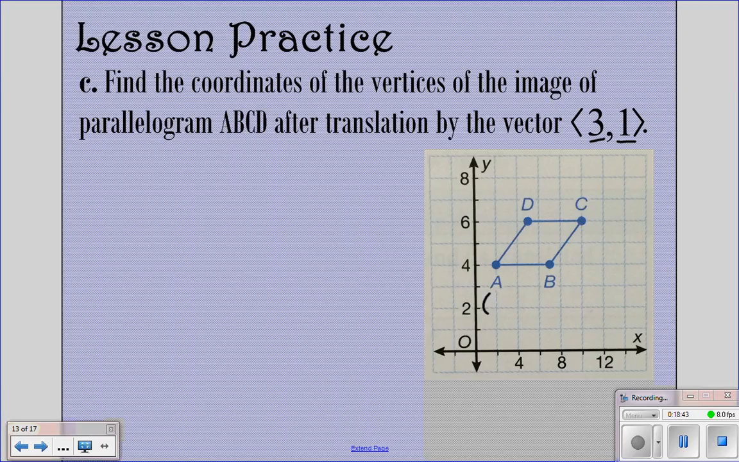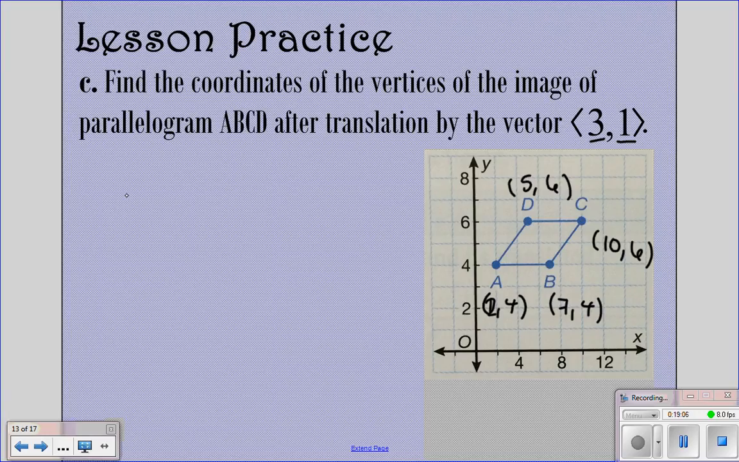My A is going to be at 1, 4. My B is going to be, I'm sorry, that's going to be a 2, 4. It's going by 2s. 2, 4. My B is going to be at 7, 4. My C is going to be at 10, 6. And then my D is going to be at 5, 6.